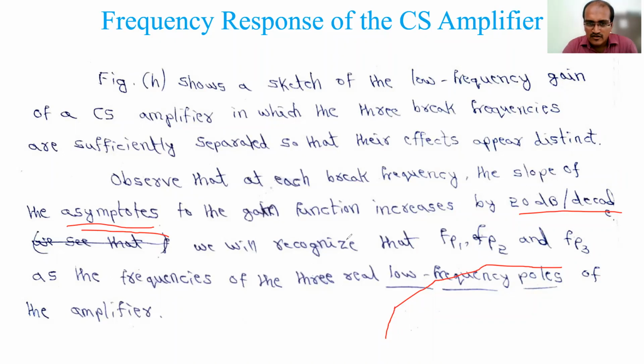You will recognize FE1, FE2 and FE3 as the frequencies of the three real low frequency poles. In the transfer function we have discussed poles, right? In the same way, these three points also act as the frequency poles of the amplifier. So this is regarding the low frequency response curve.